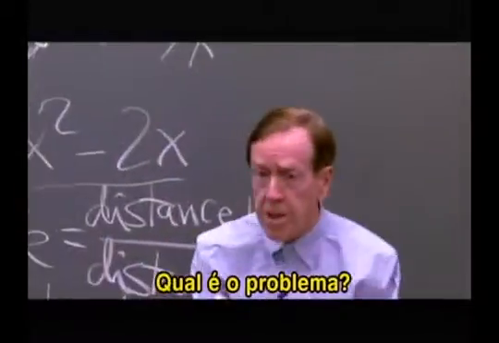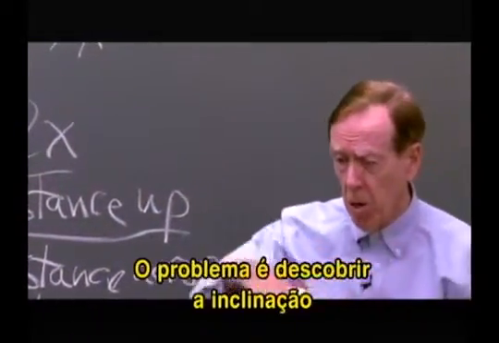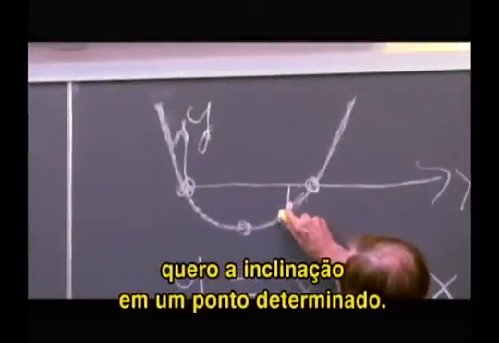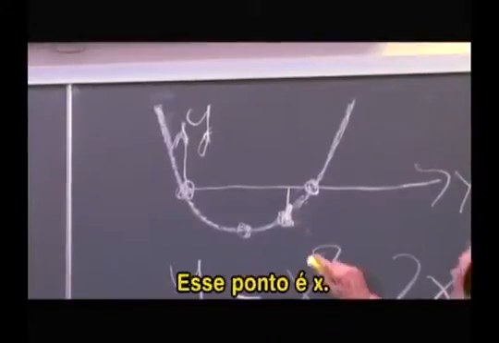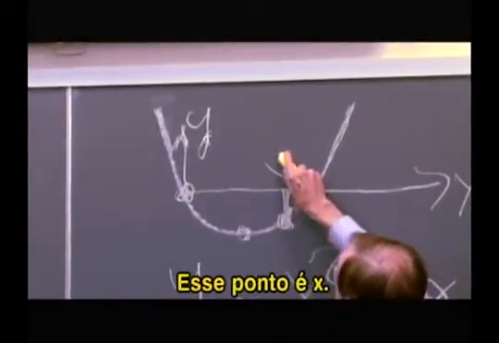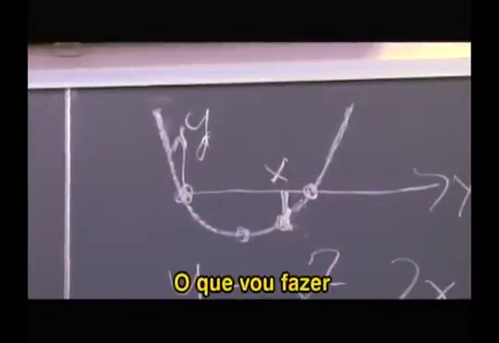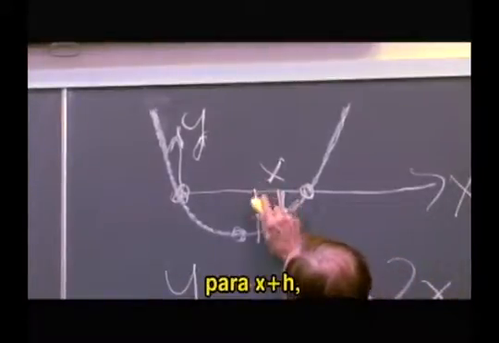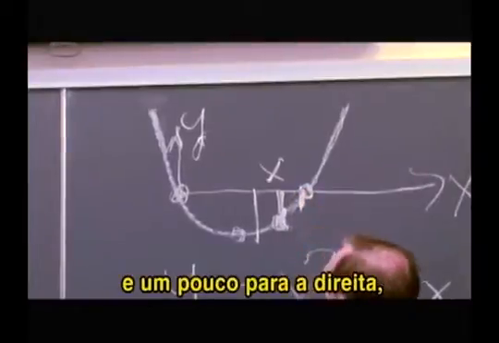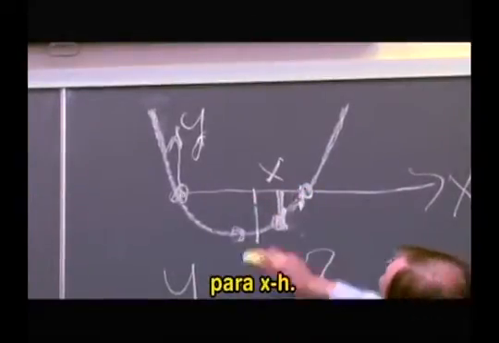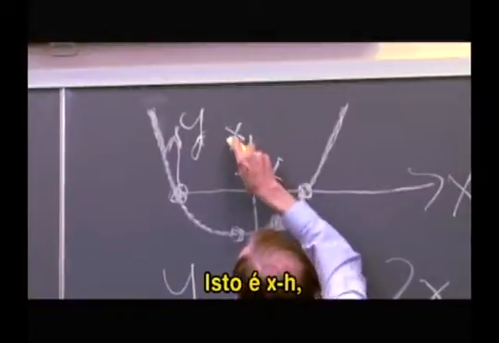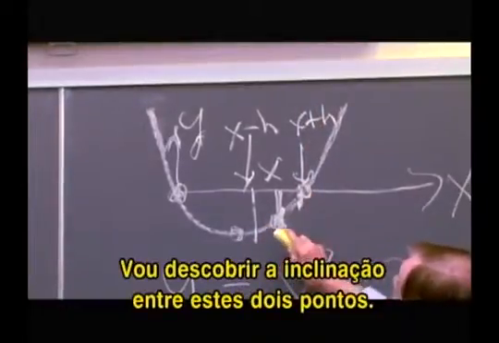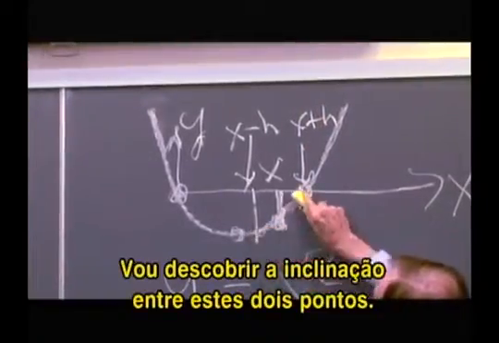Okay, so again, what's the problem? The problem is finding the slope when the slope is changing. So here's the idea. I want the slope at a typical point where that typical point is x. What I'm going to do is look a little to the left of that point and a little to the right of that point, x minus h and x plus h. So this is x minus h, and this guy is x plus h. And figure the slope between those 2 points.